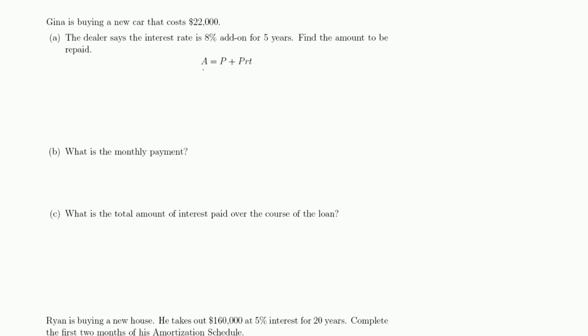So the total amount A is the principal, that's 22,000, plus the interest. Interest is PRT. Okay, let's find this. So P is 22,000 plus this is the interest part, PRT. P is 22,000 times R. Rate is 8%, which means decimal 0.08, times 5 years.